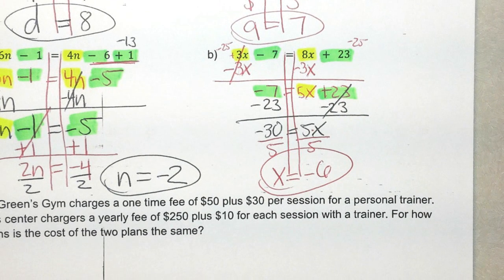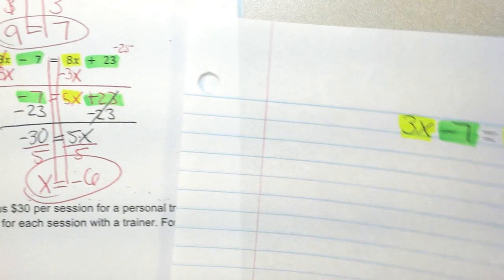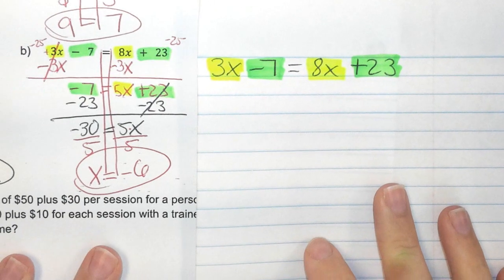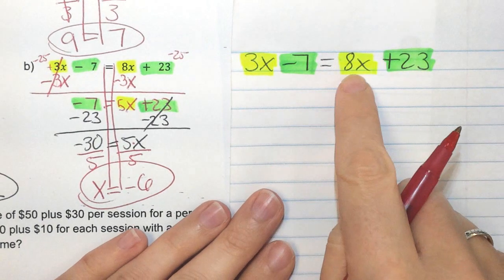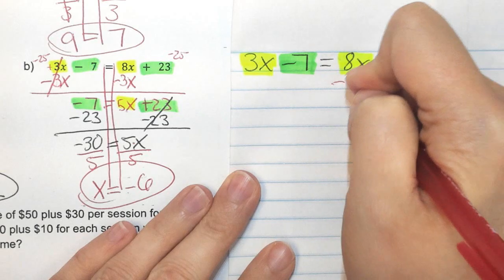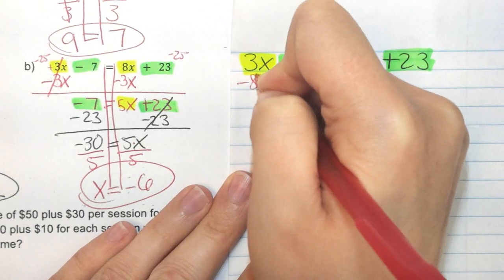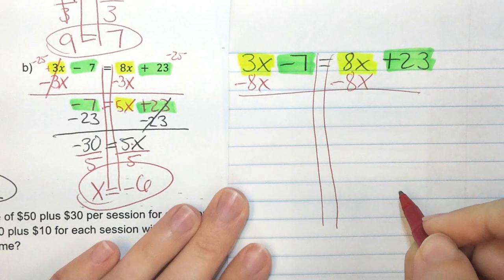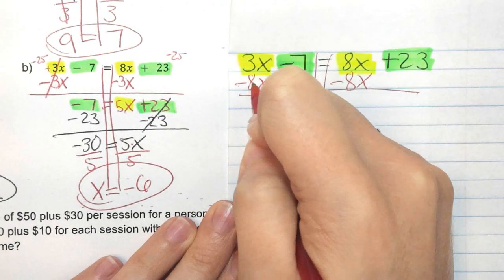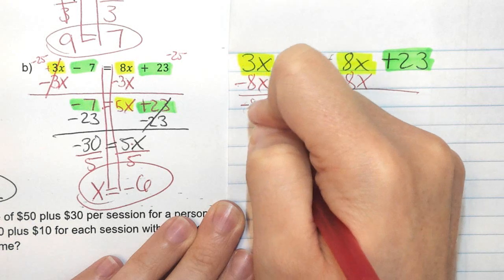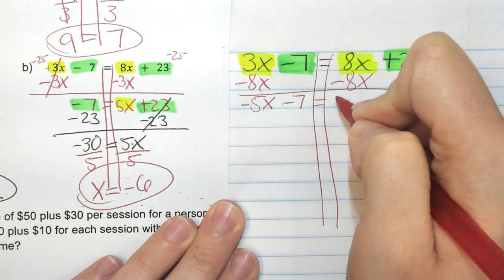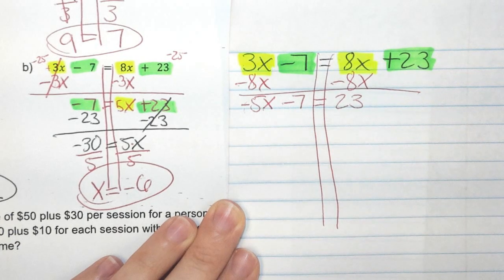Okay? If you did it the other way and you moved the 8x, this is what it would look like instead. Okay? So either way works. If you moved this one instead, it would have been minus 8x. From there, 3 minus 8 is -5x. I'd bring down my -7, and I'd bring down my 23.